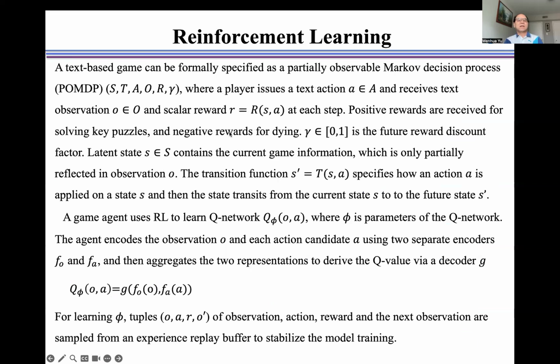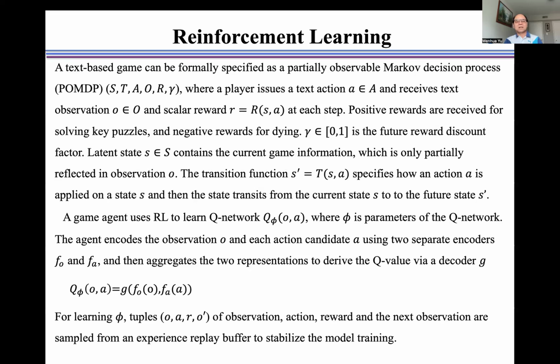A text-based game can be formally specified as a partially observable Markov decision process, where a player issues a text action A and receives text observation O and the scalar reward R at each step. Positive rewards are received for solving key puzzles, and negative rewards for dying. Gamma is a future reward discount factor.